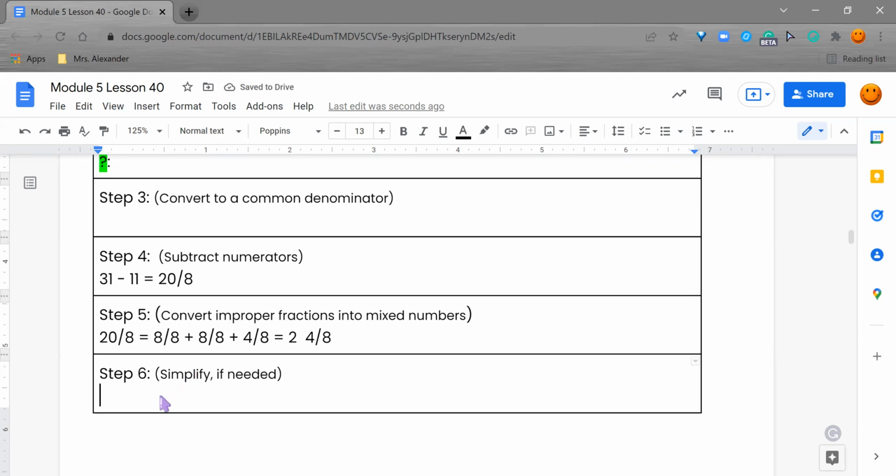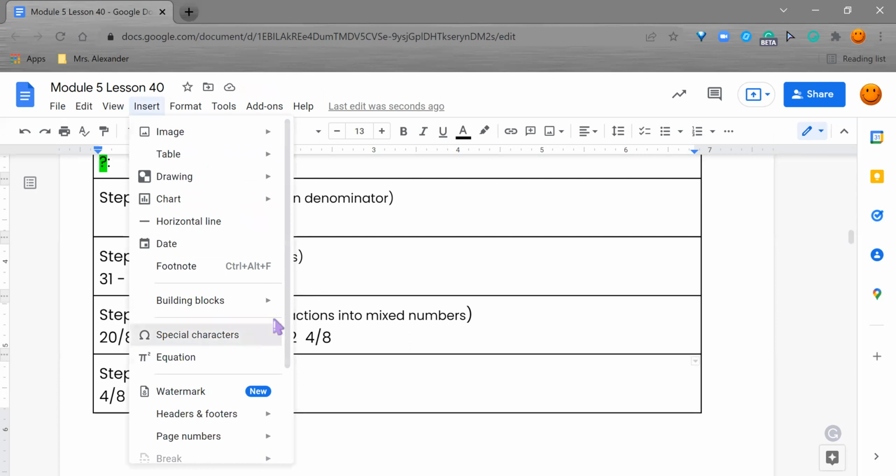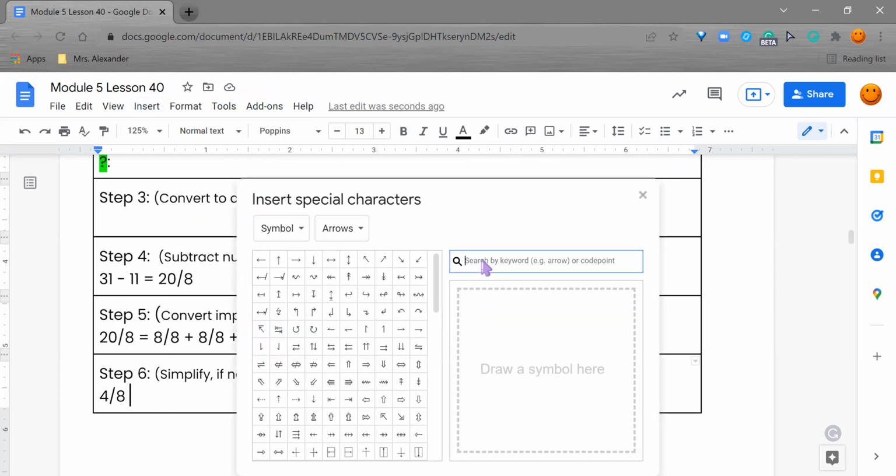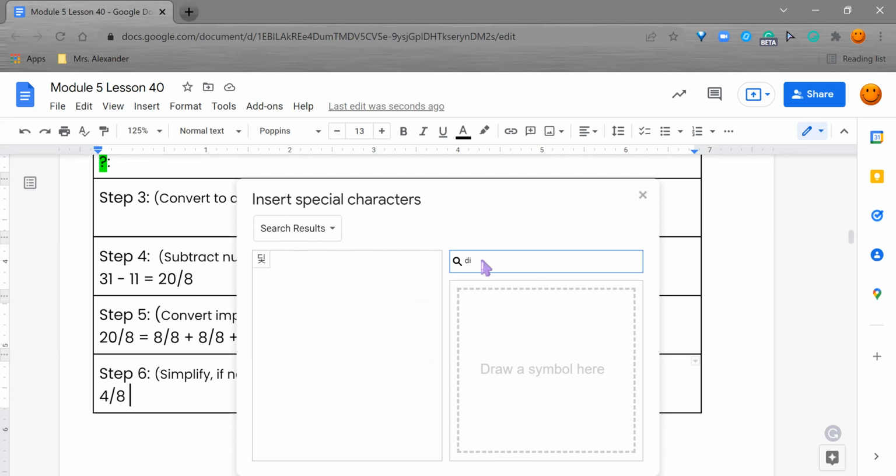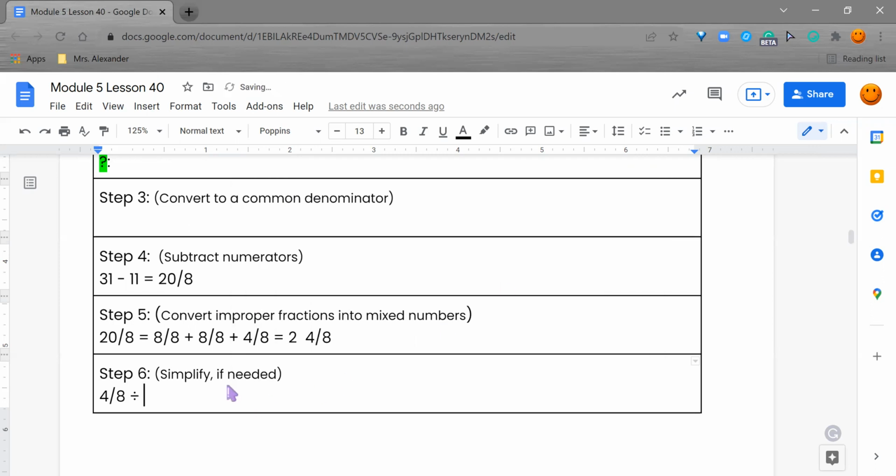Then I'm going to simplify, because that 4/8 can be reduced or simplified. So I'm going to quick insert a special character. I'm just going to write DI, and here's my division sign. And I could do 2 over 2, I'll start off with that one. And 2 goes into 4 how many times? Yes, 2. And 2 goes into 8 4 times.